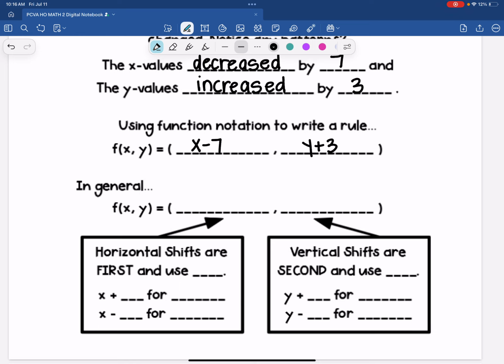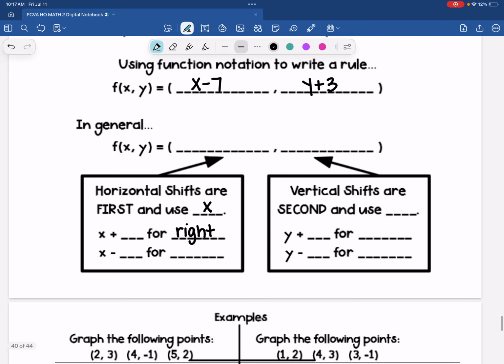So in general, when we write a function rule, the horizontal shifts are first because they're x's. And of course we use x, and if it's x plus, that means we're going to the right. Remember, these are not opposites. We're physically stating the direction. So adding means going to the right, and then subtracting means we're going to the left. Same thing with the vertical shifts. The vertical shift comes second, just as a point does. And that means that if it's plus, we're going to go up. If it's subtraction, we're going to go down.